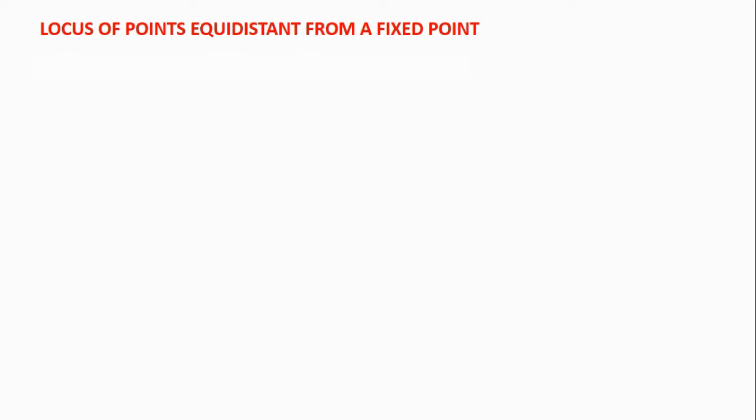Locus of points equidistant from a fixed point. The word equidistant means equal distance. In the previous video, we learned that the locus of a point is the path that a point creates as it moves from one position to another position under a given condition. Here, we are going to learn how to find the locus of a point equidistant from a fixed point.